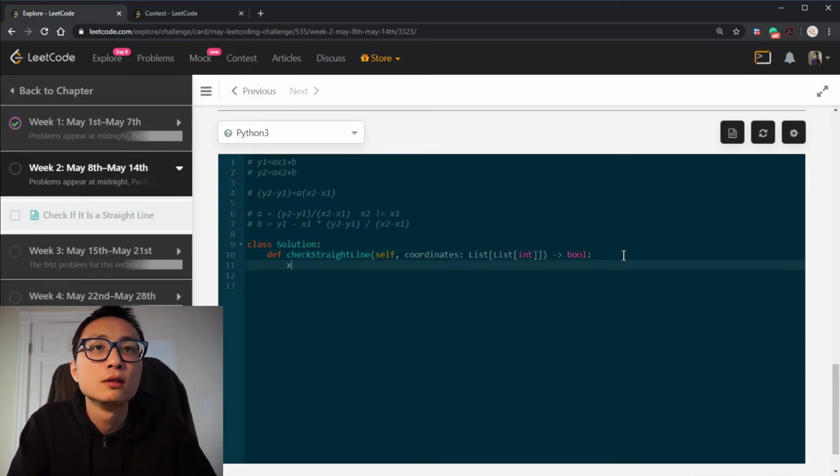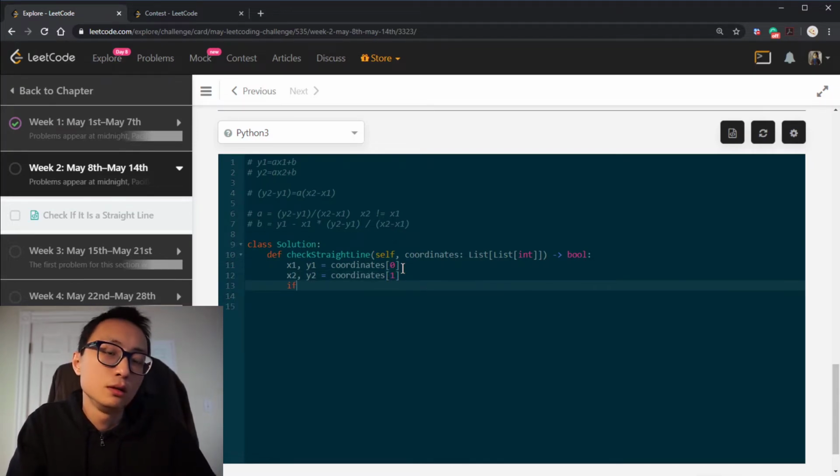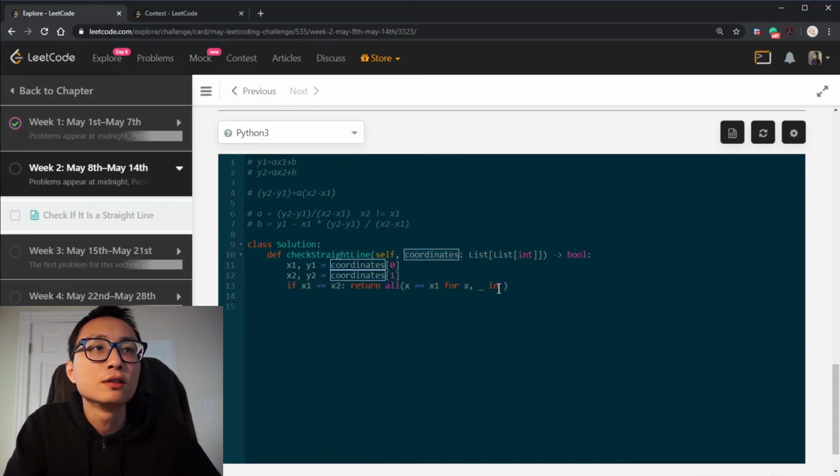So let's just start this. x1, y1. Grab two dots. If x1 is equal to x2, we should return the case that all the x should have the same value, which is x equal to x1 for x, some dummy value, in coordinates.